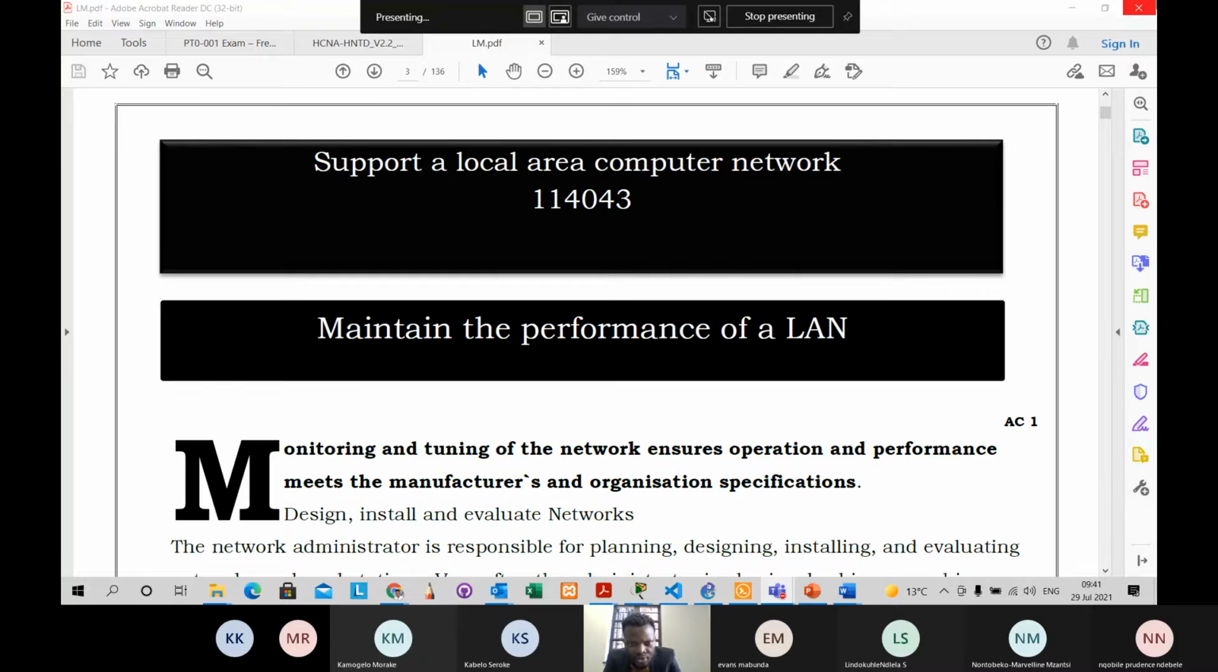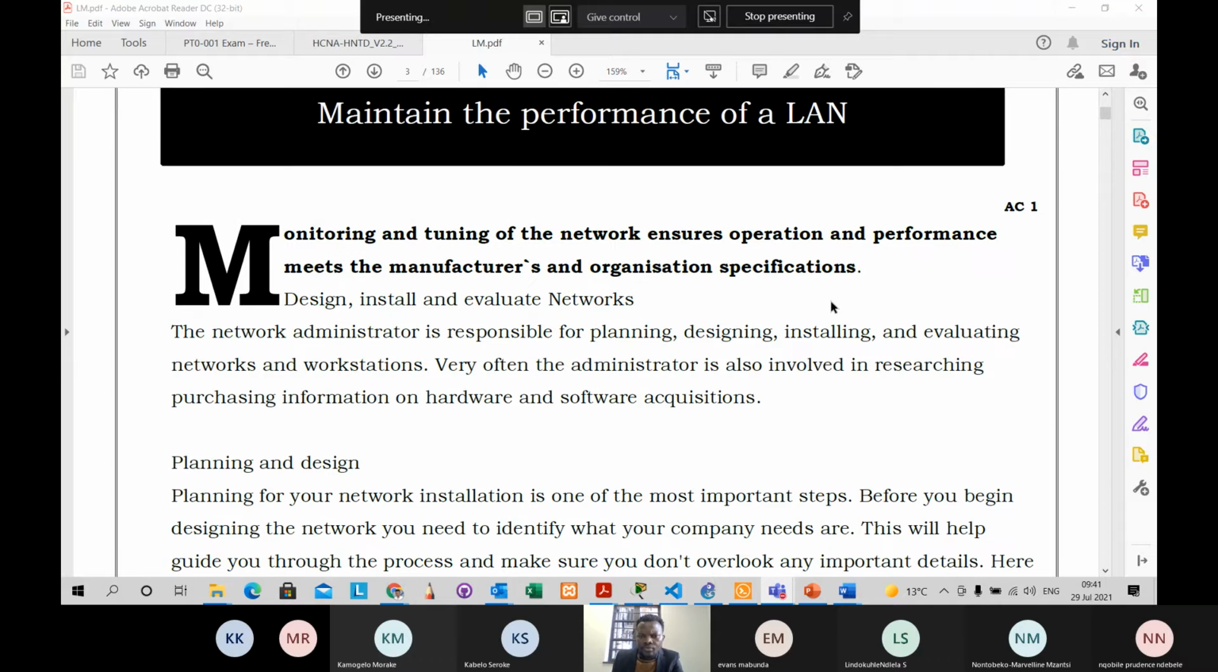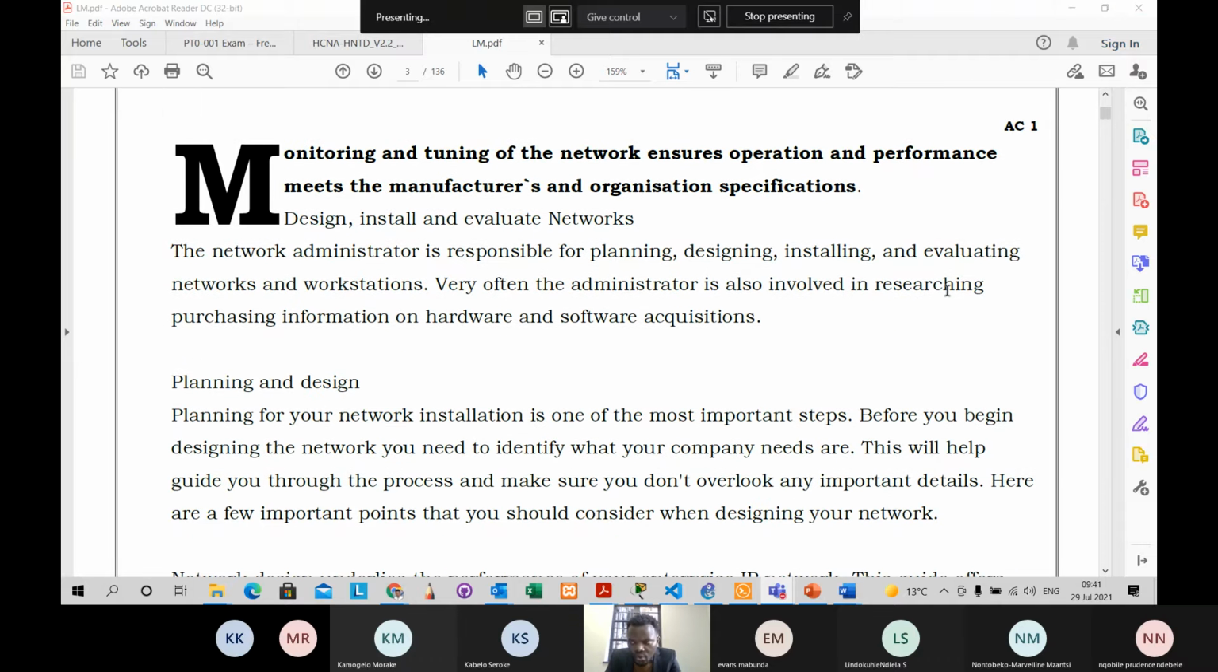All right, so the topic today is support a local area network, a computer network, right? Maintain the performance of a LAN. So last time we looked at a tool that we can use to automate or make things easy for us, like to monitor our network, also to install operating systems on many machines at the same time. And then also we looked at that tool. We can use the tool for reporting. So we did dive in and look at the Manage Engine tool.